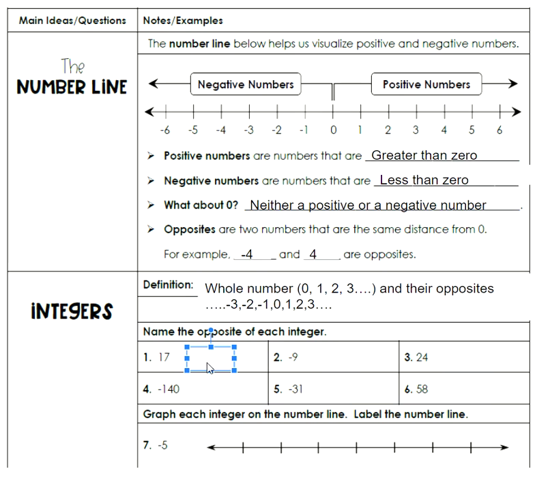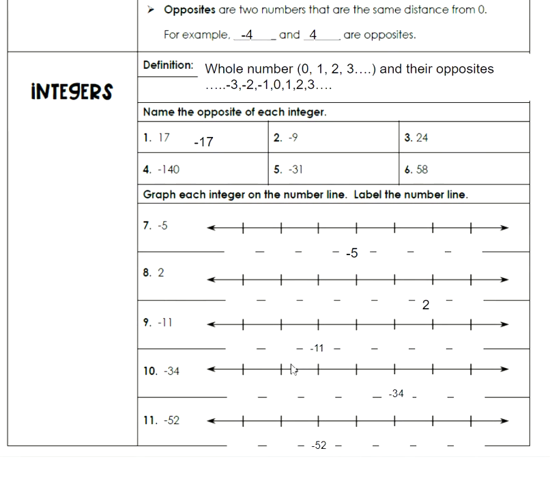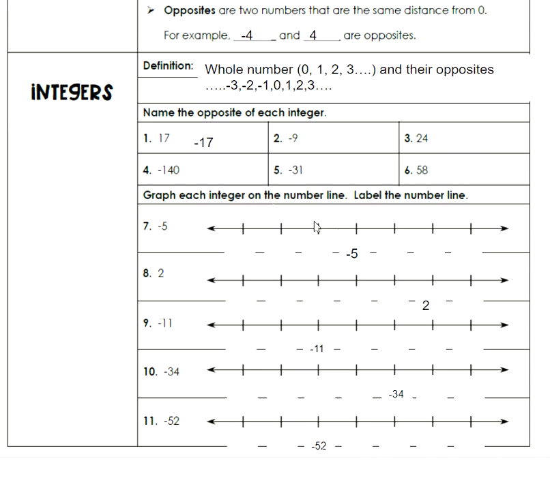So now name the opposite of each integer. So 17 would be opposite -17. So instead of positive, it's a negative. And then I'm going to have you fill those out in the middle. And then you're going to graph the integers. So here I gave you the ones that I want you to graph.